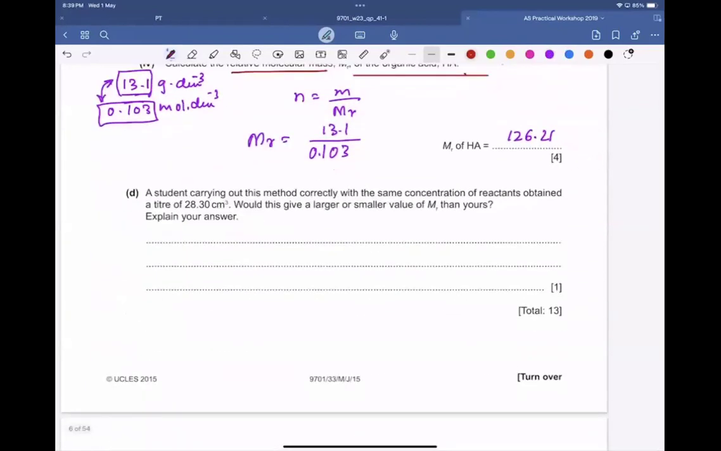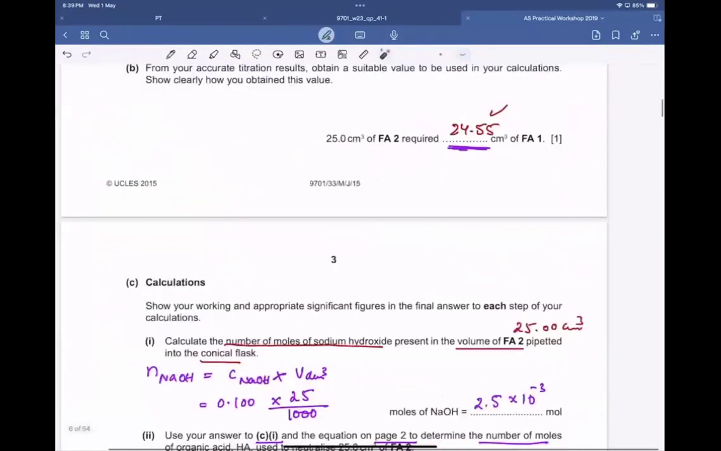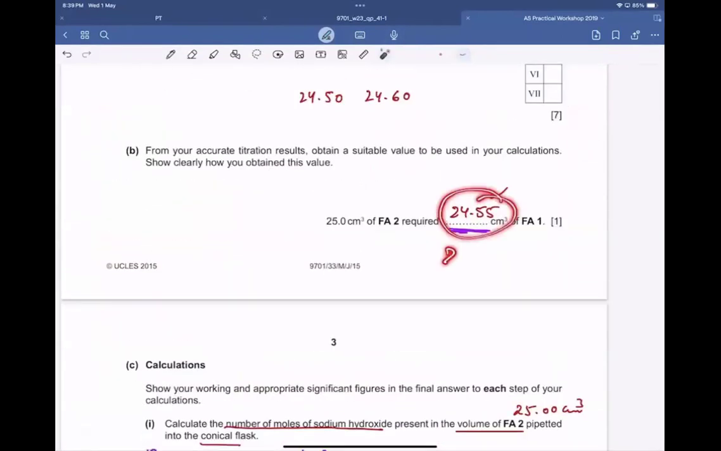Now, B. A student carrying out this method correctly with the same concentration of reactants obtains a titer of 28.30 centimeter cube. Would this give a larger or a smaller value of MR than yours? Explain your answer. So what they are saying is that the titer is 28.3 centimeter cube. It means instead of this, you are getting 28.30, a bigger volume. Is it clear?